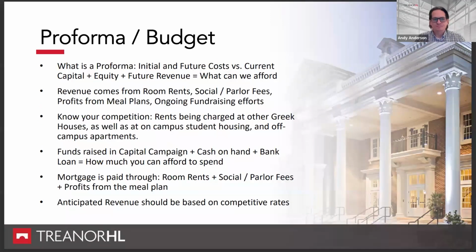All right, next slide, Dio. So now that we've kind of bracketed or sort of defined what we think the budget's going to be, now we got to figure out, well, how do you afford that, and how can we make that work?